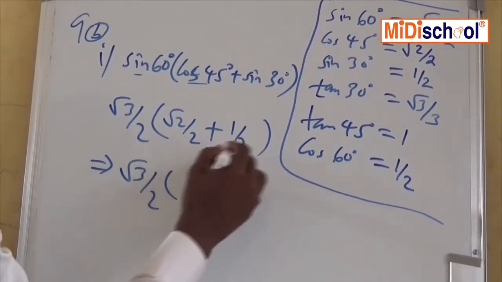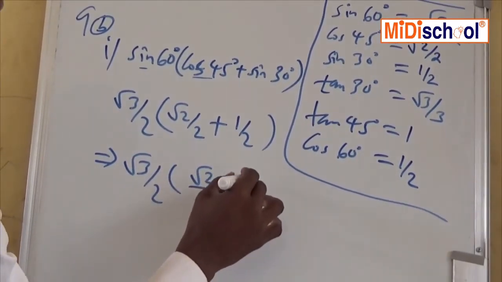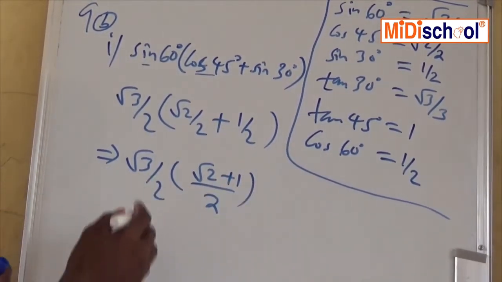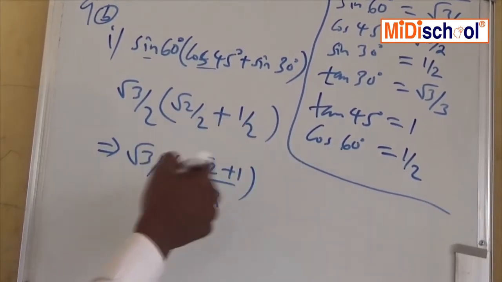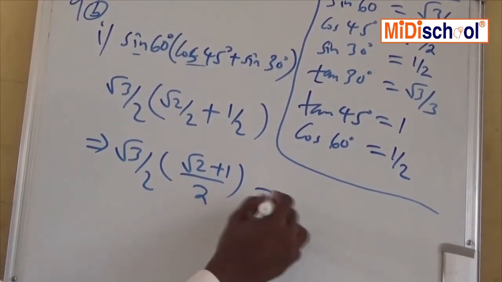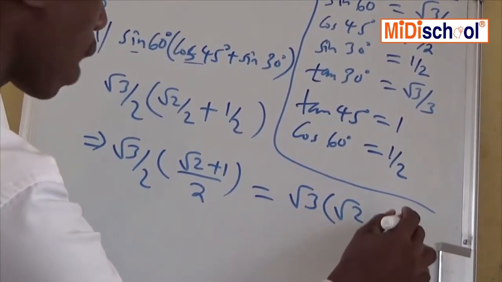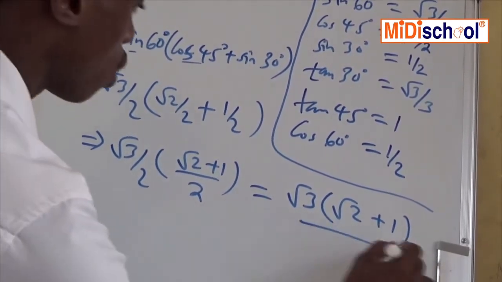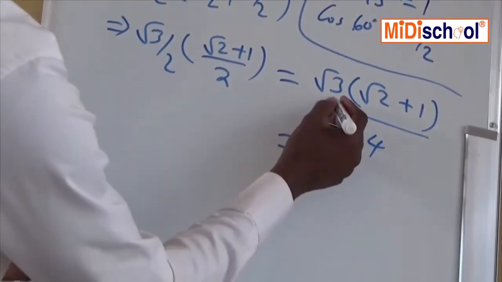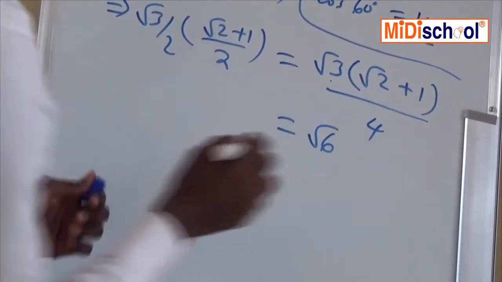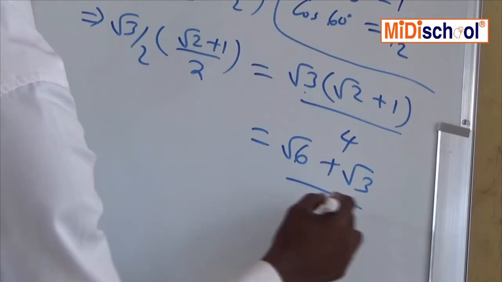Then here we have the common denominator, which is 2, so root 2 plus 1 over 2. So we multiply: the numerator by the numerator, denominator by denominator. This is going to be equal to root 3 multiplied by root 2 plus 1, over 2 times 2, which is 4. So this times this is just square root of 6, plus this times this is just square root of 3, over 4.